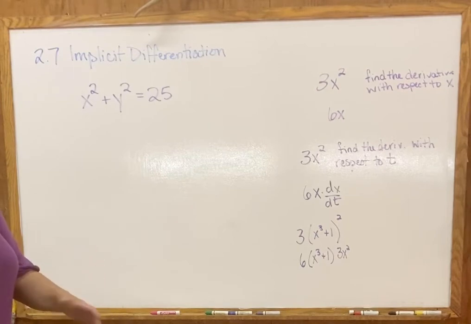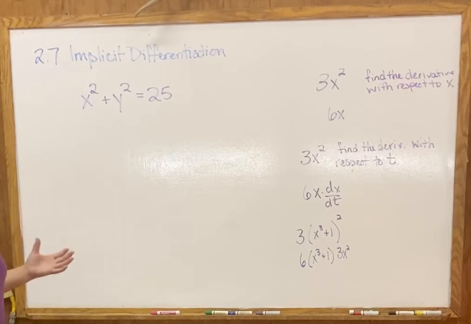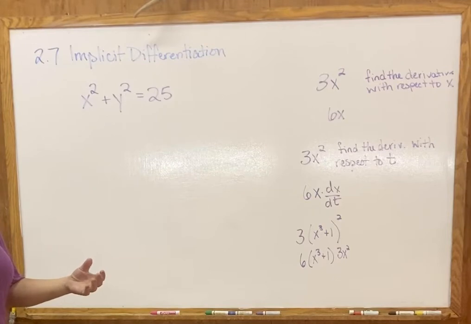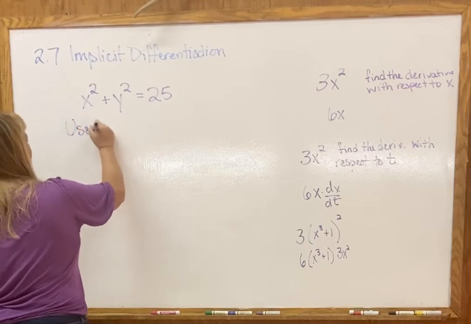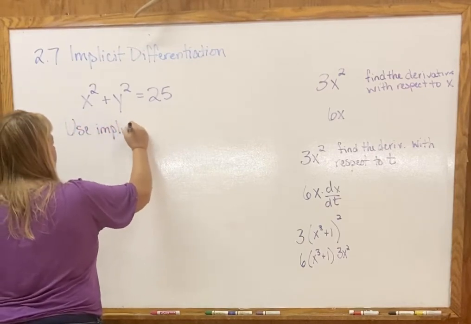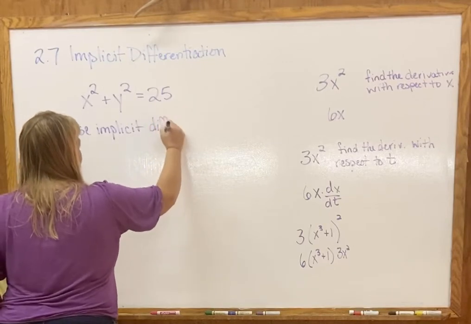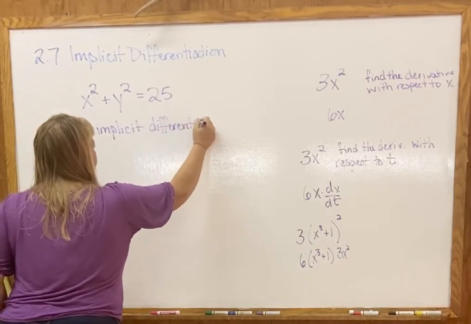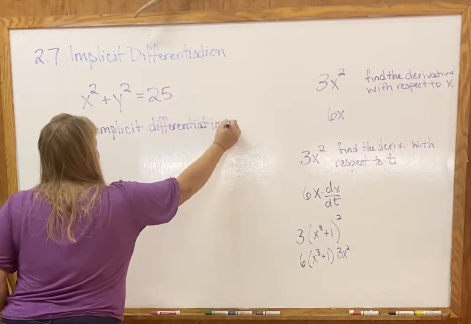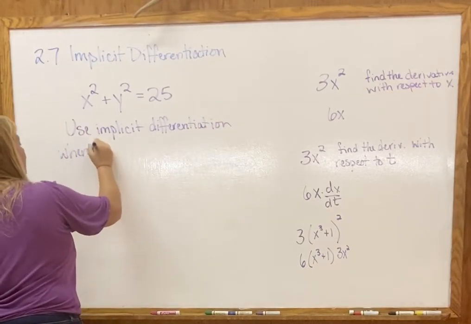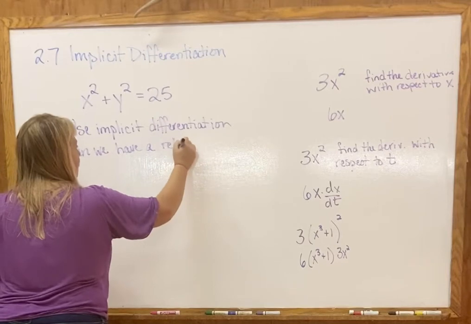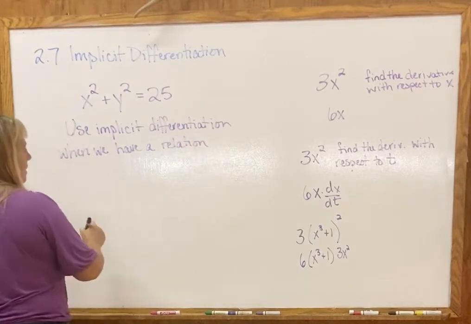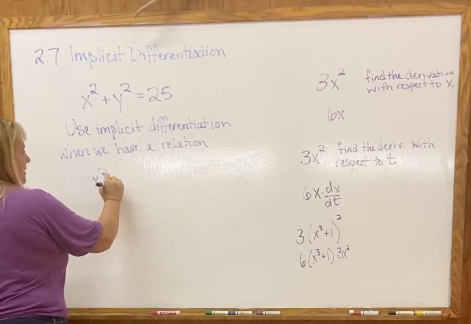We might be interested in a circle in calculus. Well, if we're doing a circle in calculus, we can't use explicit differentiation. We use implicit differentiation. So we're going to use implicit differentiation when we have a relation. Okay. So here's how this works then.